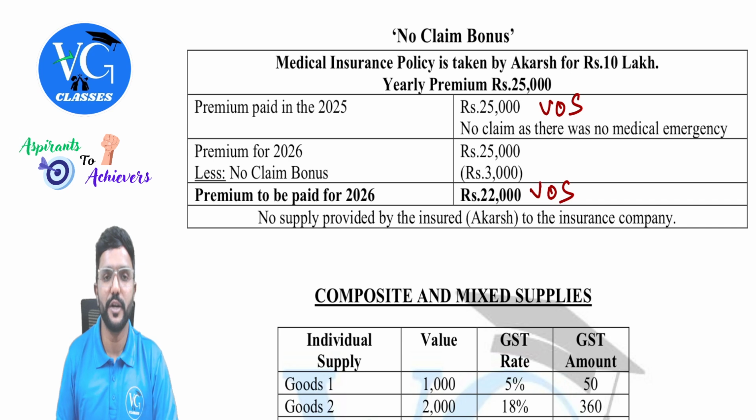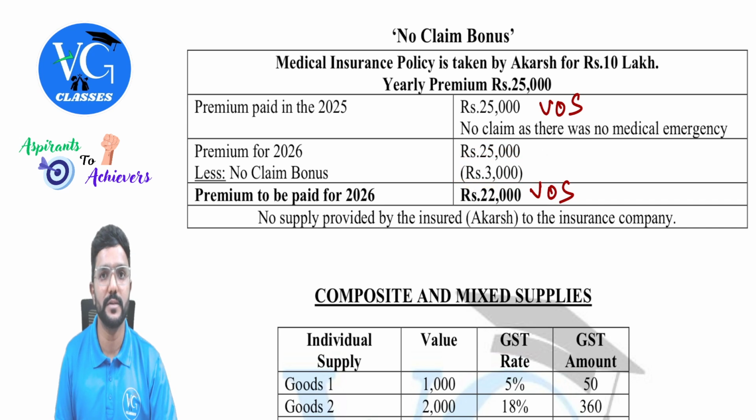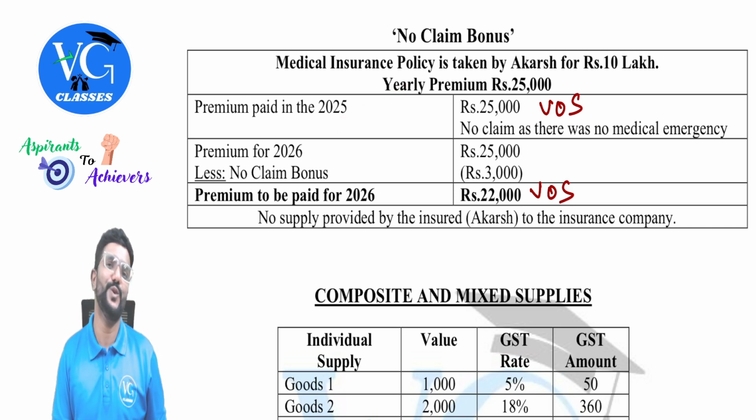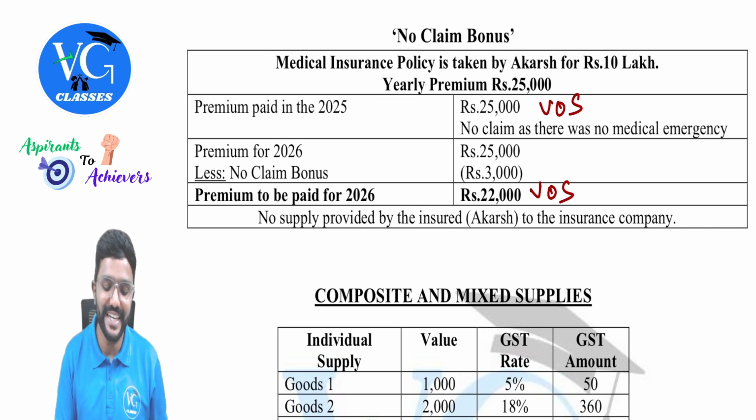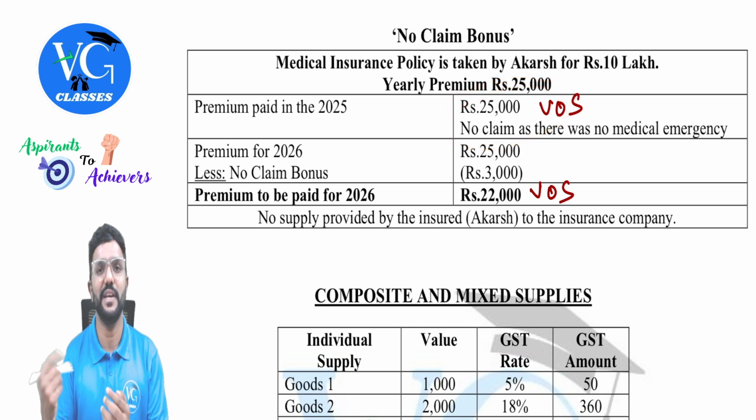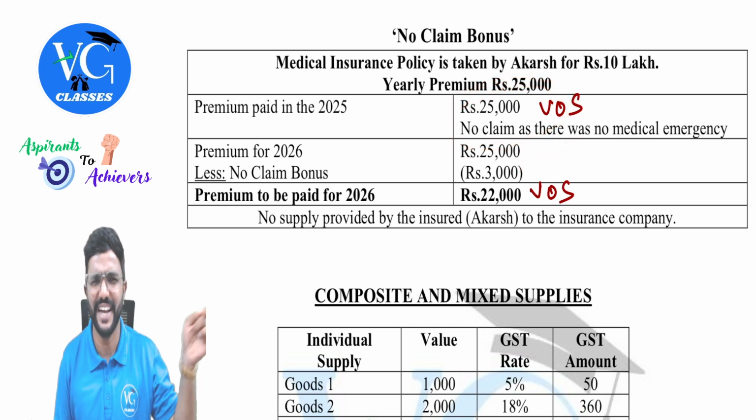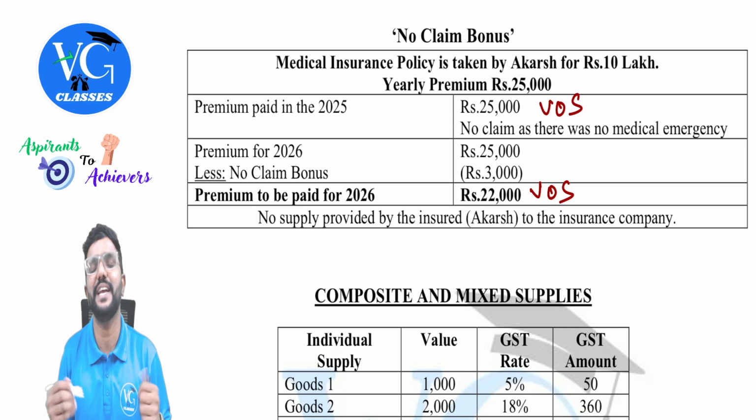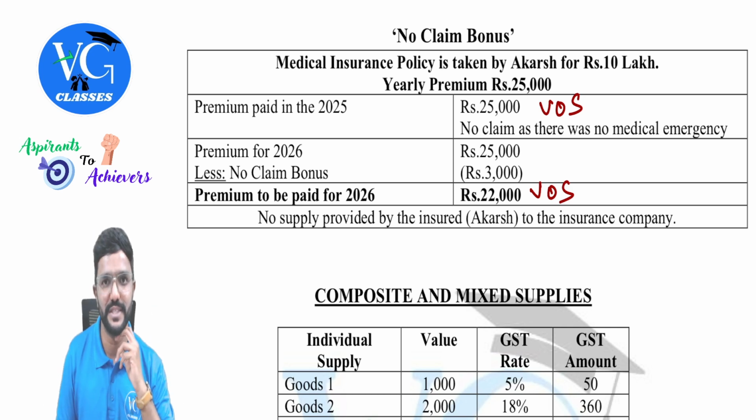Now, from Akash's point of view, who is the insured, he received a 3,000 discount or no claim bonus for not claiming the policy. For not claiming the policy, is it treated as a supply of services? No, no, guys. Because he didn't agree that he will not claim the policy. So the insurance company has to pay 3,000 for it. Did he agree for it? No, no. Clear. The purpose of taking the policy itself is, if there is any medical emergency, I should make use of it. Just because there was no medical emergency for him in the year 2025, he didn't claim it, for which he is getting a discount of 3,000.